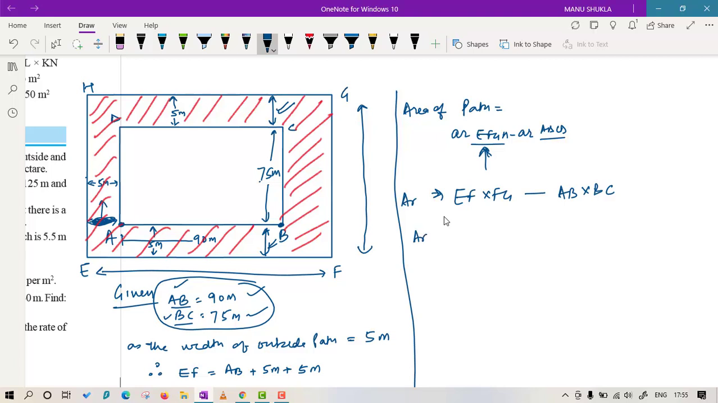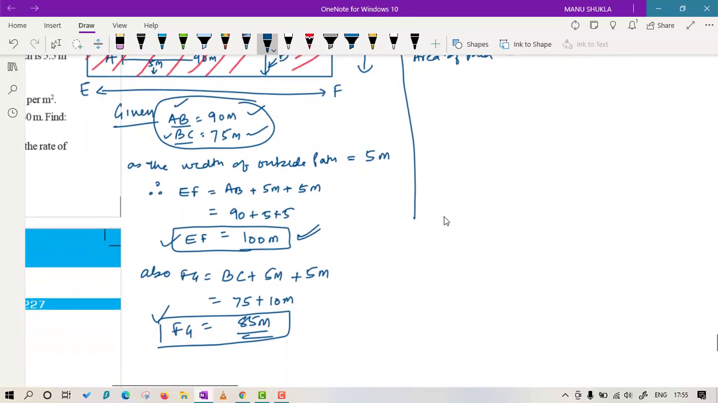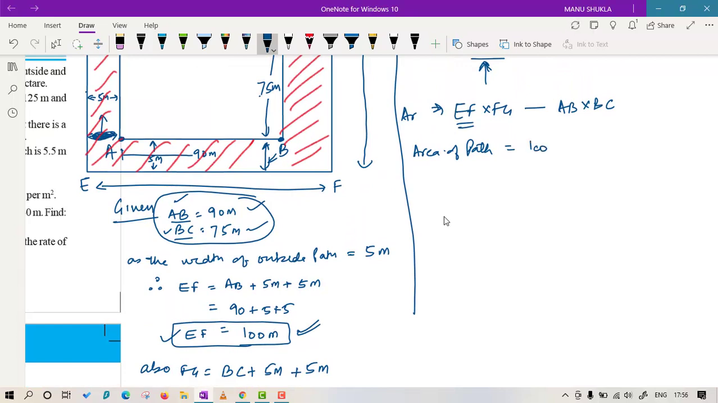So AR of path is equal to, what is the value of EF? We have found it is 100, FG is 85, minus AB is 90, and that is 75. Now there are two ways. Either you can multiply them separately and then subtract, because you have to follow the BODMAS rule, or if you can take something common, take it common, because by taking common you can actually reduce the calculations.